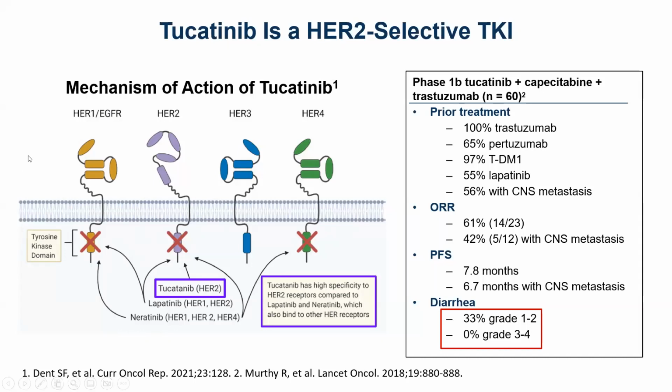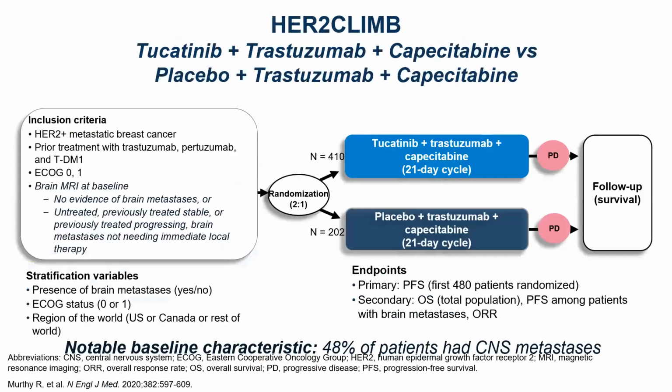Tucatinib is unique because it was engineered to be more selective in its ability to inhibit HER2, so there's much less inhibition of HER1. Moreover, it's also able to penetrate quite well that blood-brain barrier, allowing the molecule to get into the brain and treat disease or prevent disease there. So a clinical trial was developed called HER2CLIMB.